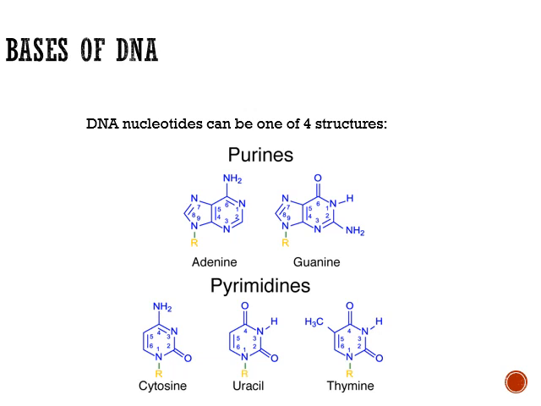In DNA, there are 4 bases: adenine, guanine, cytosine, and thymine. They're going to be divided into 2 big classes, the purines and the pyrimidines. Purines are adenine and guanine, and they're larger structures. Pyrimidines are cytosine and thymine, and they're much smaller structures, single ring.